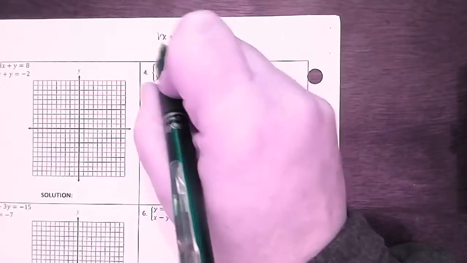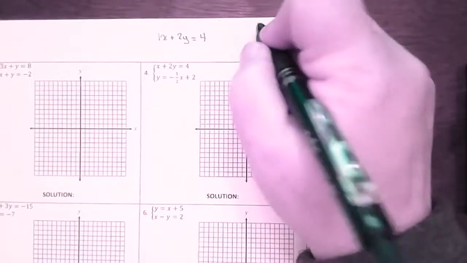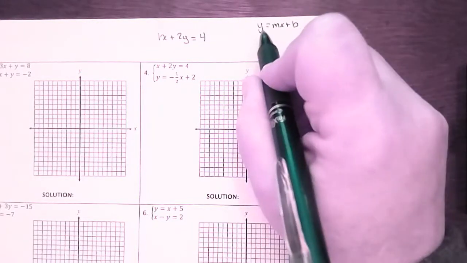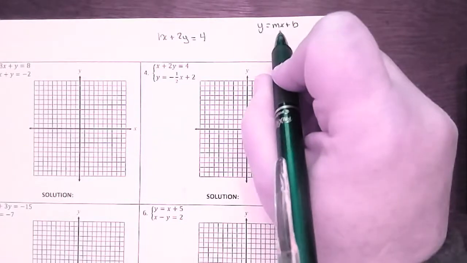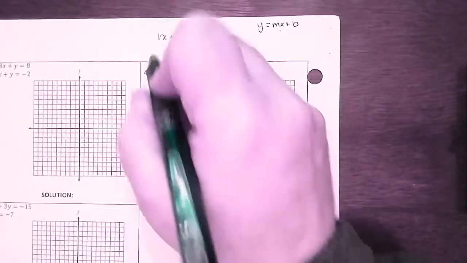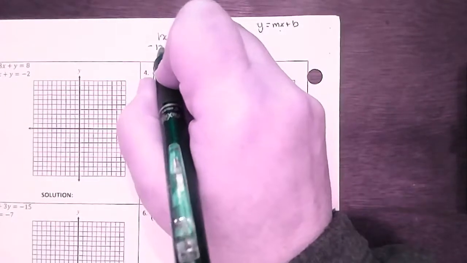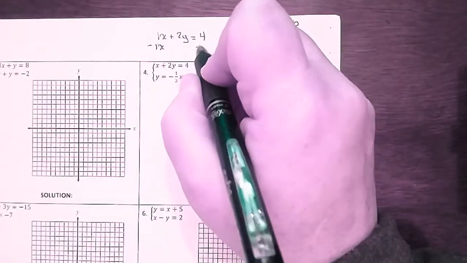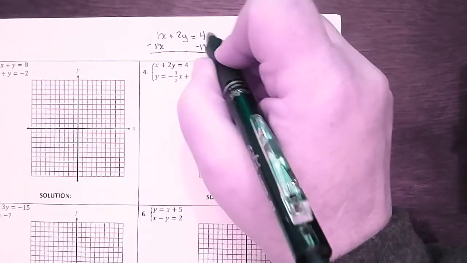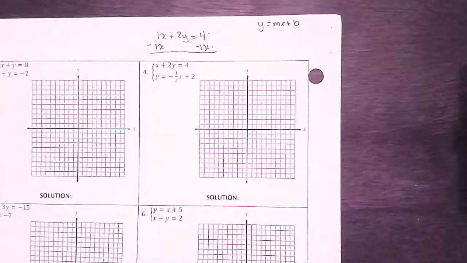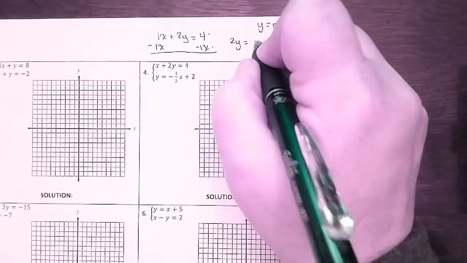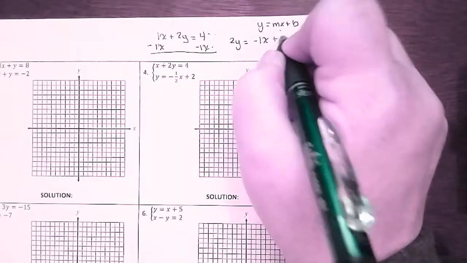Remember, to solve for y, you want to get it in y equals mx plus b. So y needs to be all by itself. X needs to be over here and the constant needs to be over there. Now, as a reminder, guys, when you're putting this in slope-intercept form, I'm going to bring this x term over to the other side. You cannot add these two numbers at all, okay? So you have 2y is equal to negative 1x plus 4.